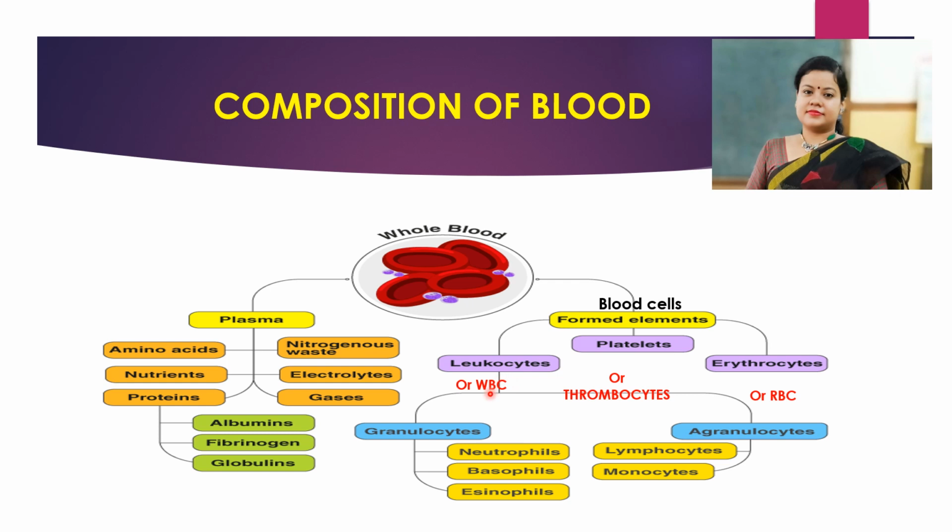Leukocytes or WBCs are again of two types: granulocytes and agranulocytes. Granulocytes are of three kinds: neutrophils, basophils, eosinophils. And agranulocytes are of two kinds: lymphocytes and monocytes. Children, you just keep knowing the names, okay, so that you can be familiar with the terms.